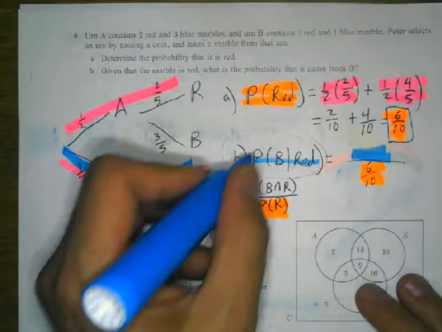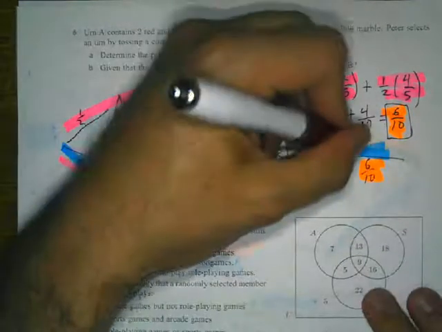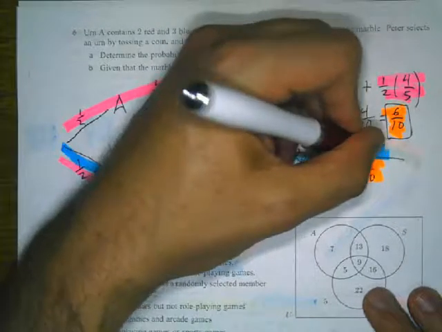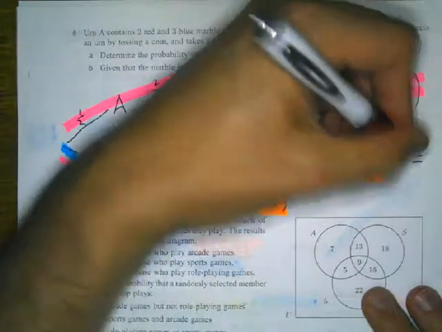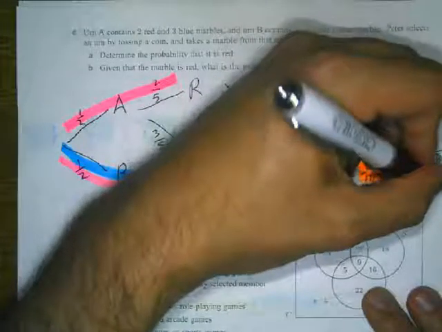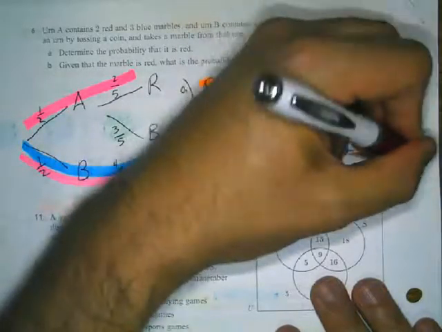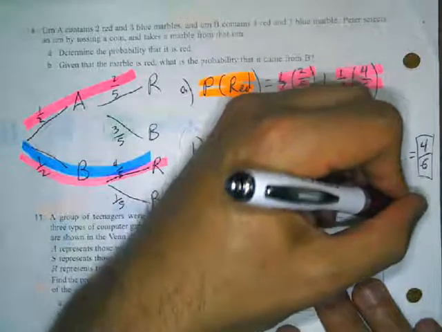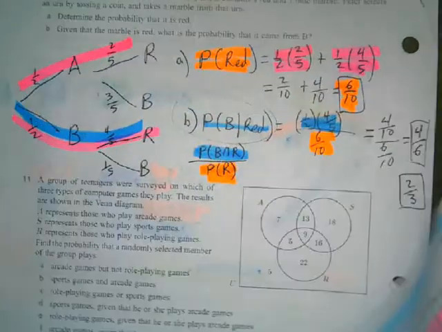And the probability of urn B and red is this route right here, right? So urn B and red is going to be 1/2 times 4/5. So that's going to leave me with 4/10 over 6/10. And that simplifies to 4/6. Or you could just write 2/3. Either of those answers is correct. Okay, let's do our last question.